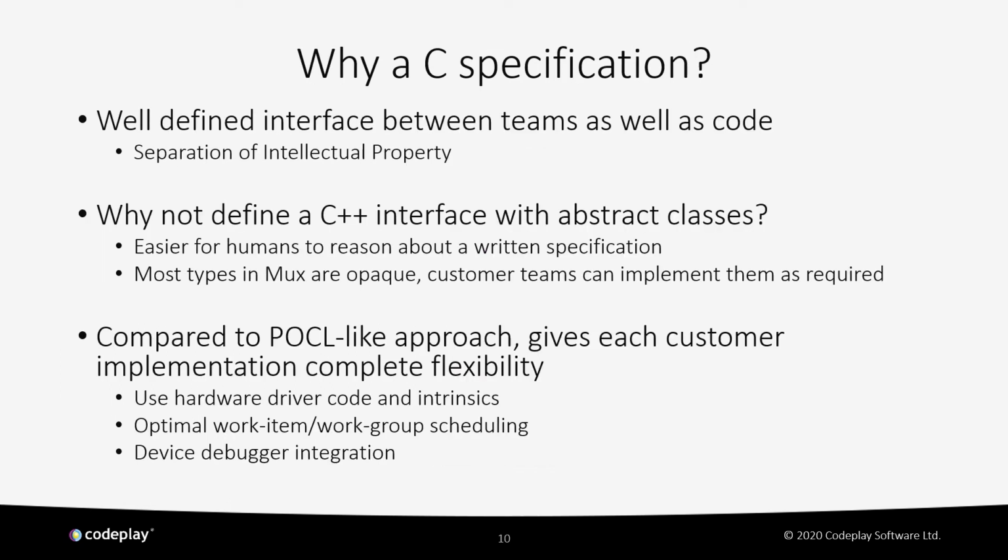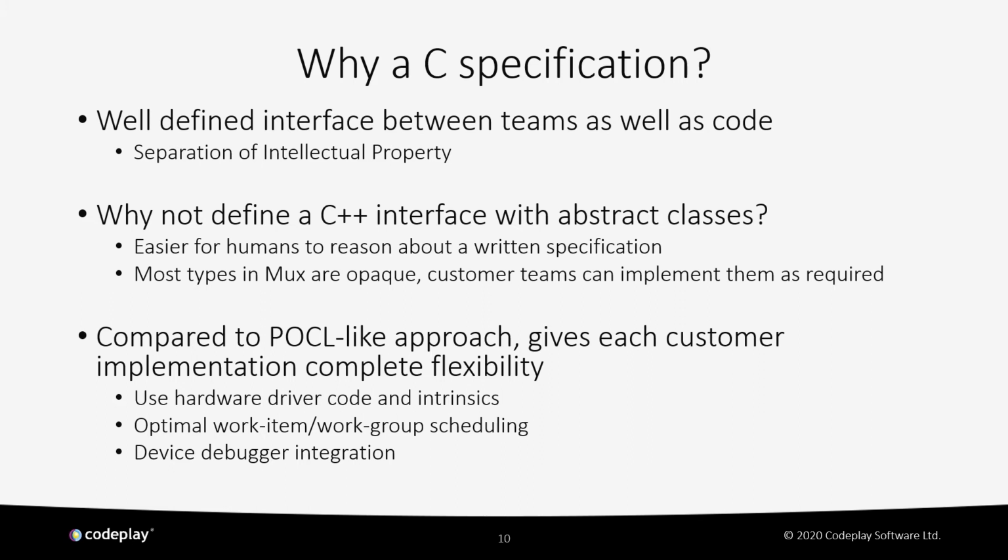Just like OpenCL and Vulkan, MUX is a C specification. So why did we decide to go that route? Firstly, it provides an easy way to have a well-defined interface between teams as well as between pieces of code. This is important as we need to separate the intellectual property of customers from what we work on. But why not define a C++ interface with abstract classes? Because ComputeAorta is actually written in C++, and so far all customer implementations of MUX have been written in C++, so why have a C API in between them?